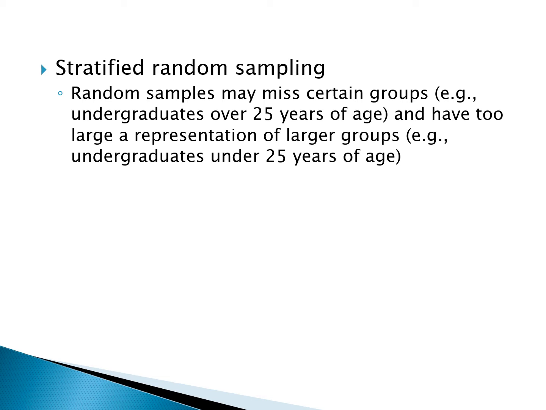If we do a random sample, we may miss certain groups of people, particularly groups that may not have many people in them. For example, in this class, it might be undergraduates over 25 years of age. If I took every fifth person through systematic sampling, or used a random number generator and took 20 people, I might miss anybody in this class who's over 25. And I'll have too large a representation of the group that makes up the largest proportion, like the students in this class who are under 25.